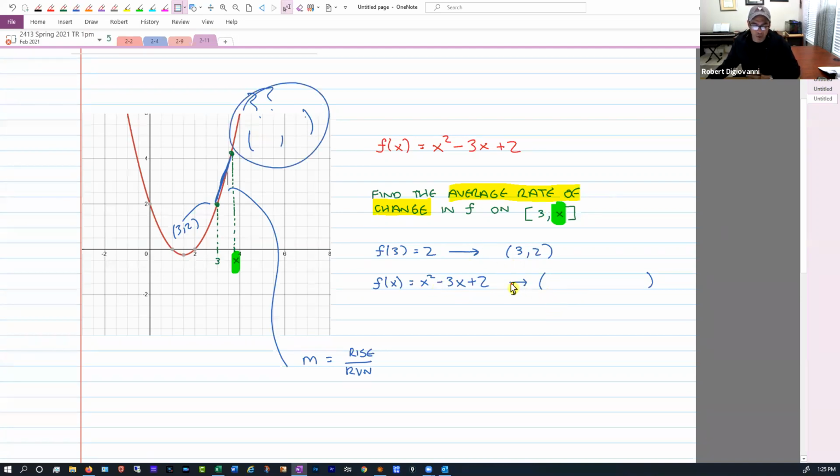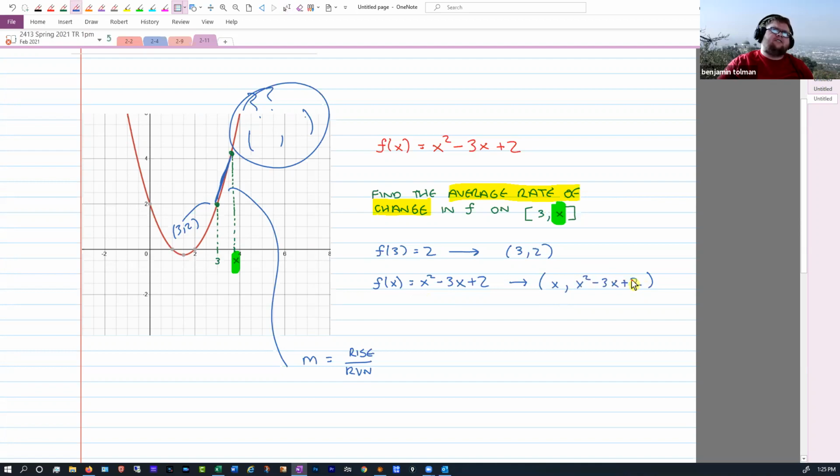If I write this as an ordered pair, what would it look like? What's the input? What am I plugging in here? X itself, right? And then what comes out? The equation. It's called the identity function or something like that. If this was X comma X, it would be the identity.